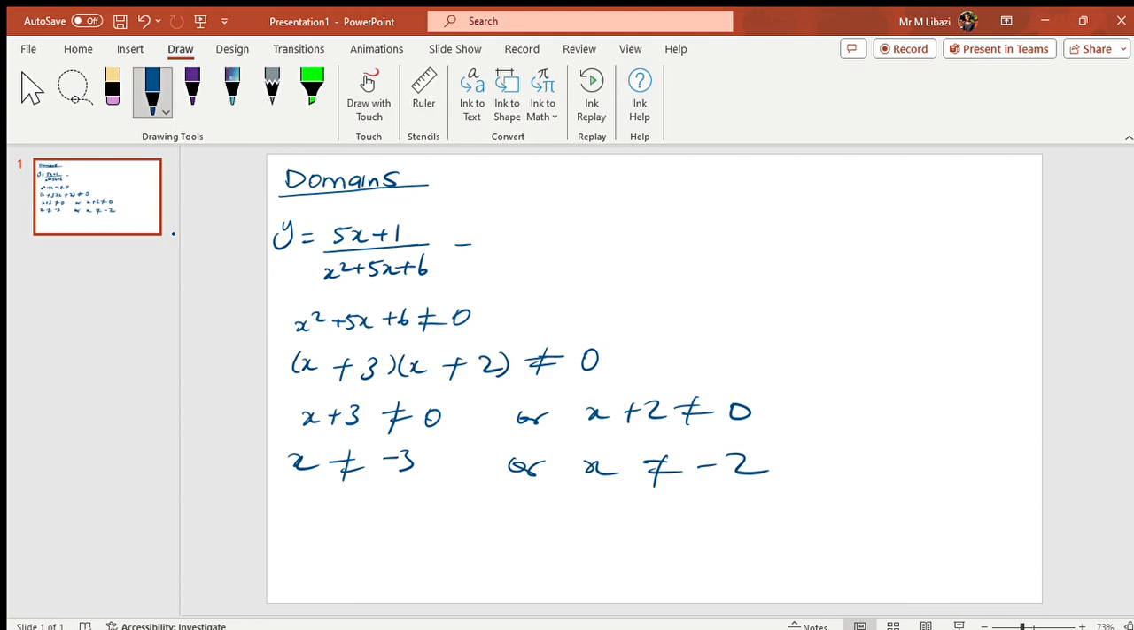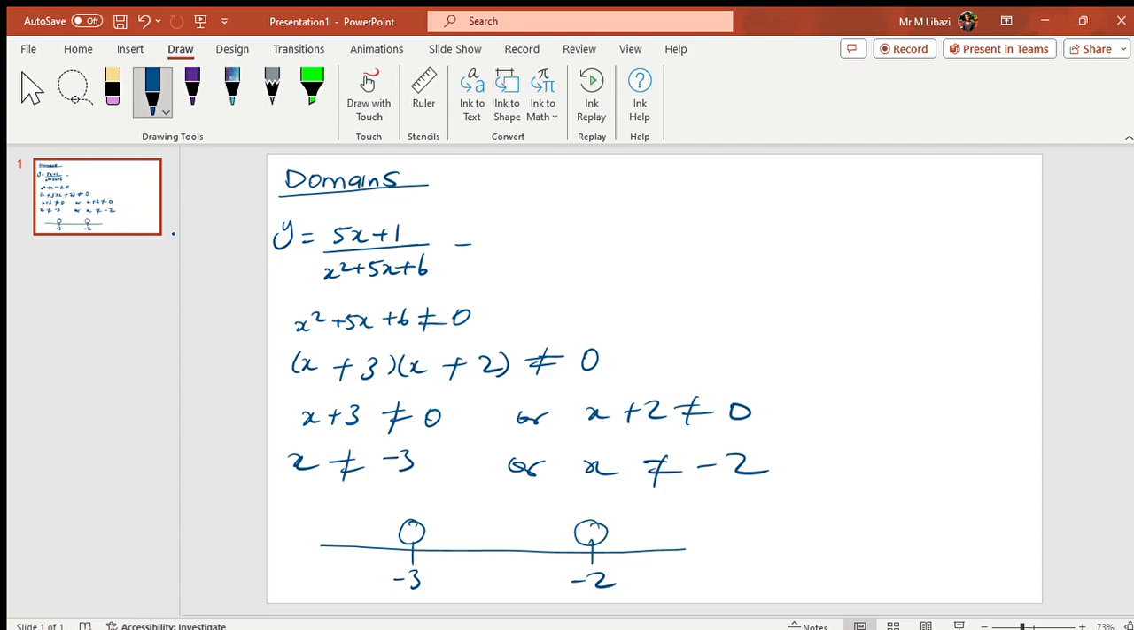So from here, what we have to do always, in order for you to get this correct, you must be able to draw a number line. If you draw a number line, this is how I actually draw it. So I put those points that I got there. So I have negative 3, which is less than negative 2. And then this is what I do here.